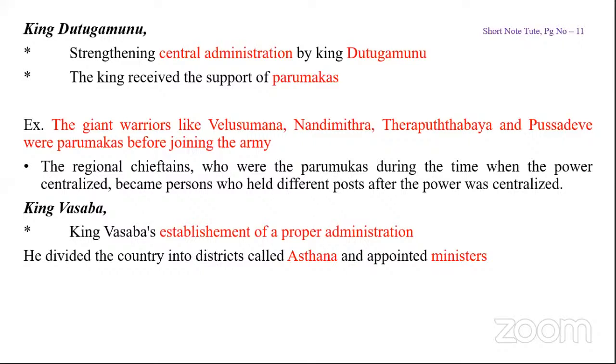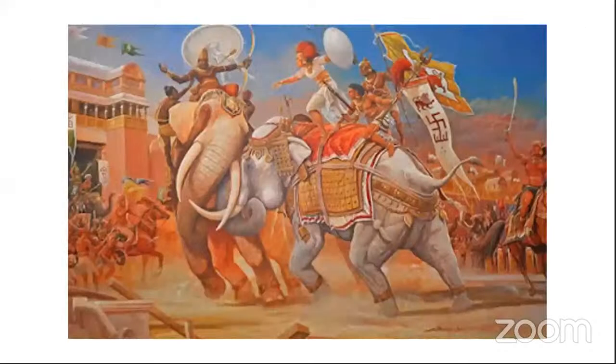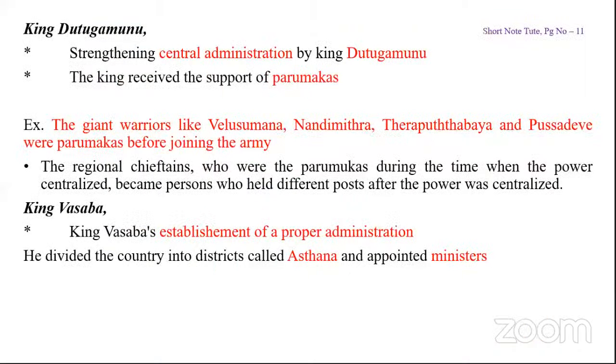So Vasabha was the last person doing the establishment of a proper administration. He divided the country into districts called Ahaara and he appointed ministers. This information is given by the Vallipuram gold plate. It says that the northern district of Sri Lanka was the Rishigiri.